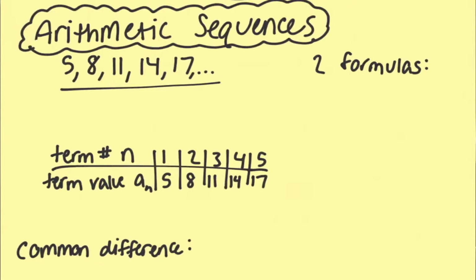We're going to look at a basic introduction to arithmetic sequences. Arithmetic sequences go up or down by the same number every time, either adding or subtracting. So this sequence is going up by 3s every time, which means it's an arithmetic sequence.